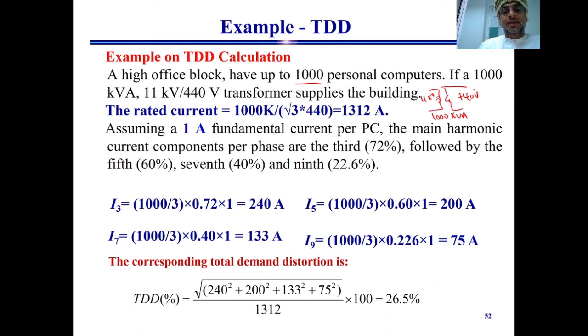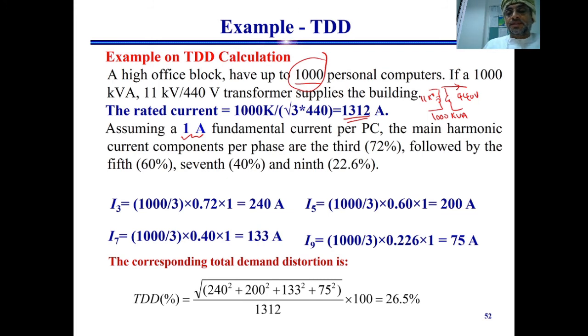Then we can calculate the rated current in the primary and in the secondary. Of course, we are interested in the secondary, since this transformer will provide energy to that building, which contains 1000 PCs. So the current will be equal to S divided by root 3 times V line, and that will be around 1300. In the question, he said to assume that each computer will take a fundamental current of 1 ampere. So since we have 1000 computers, this transformer will provide 1000 ampere.